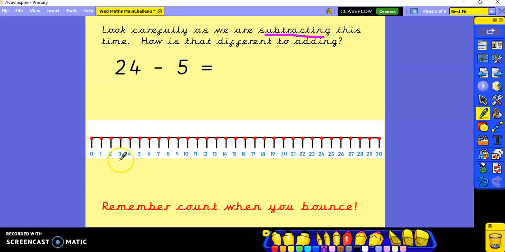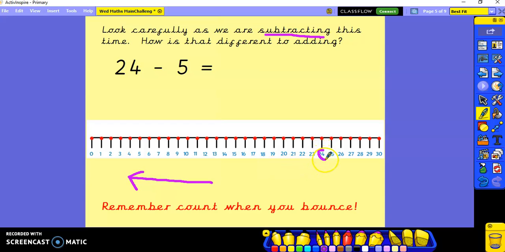So well done if you remembered that when we are taking away, we have to go backwards along our number line because our number is getting smaller. We are taking some away from our total. Imagine that they were sweets and Miss Mole had 24 sweets and she gave 5 of them to her friends. How many does she have left? The number would be getting smaller because she's given them away.